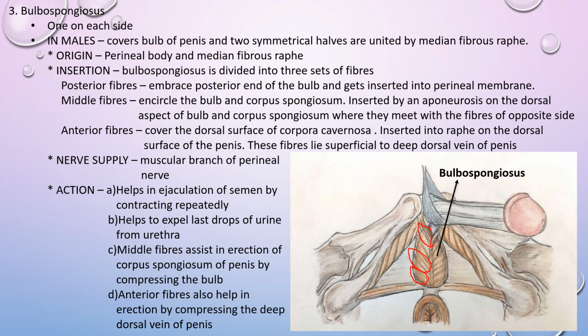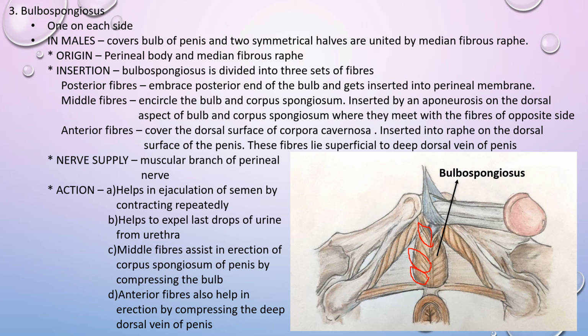These fibers cover the dorsal surface of the corpora cavernosa. These fibers get inserted into the raphe on the dorsal surface of the penis. These fibers lie superficial to deep dorsal vein of the penis. Nerve supply by means of muscular branch of perineal nerve. Action of this muscle, it helps in ejaculation of the semen by contracting repeatedly. It also helps to expel last drops of urine from urethra.